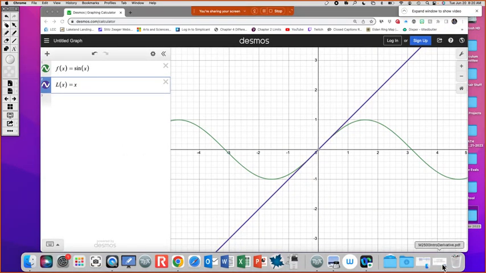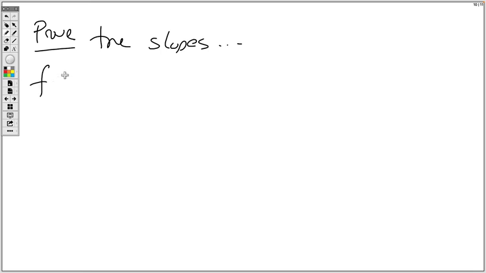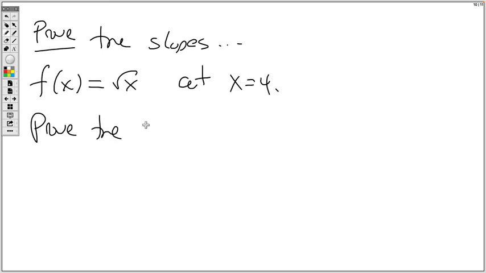All right. Well, what if we wanted to actually prove these slopes? So let's start off with f of x equals root x at x equals 4. We wanted to prove the slope at x equals 4 is in fact 1/4. Because once again, we glean stuff from a graph, and we know that we may not have zoomed in far enough. You with me or not?